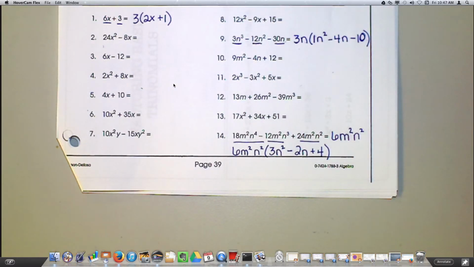Okay? That's factoring. Does that make sense? That's factoring with GCF. There's a lot of different ways to factor.